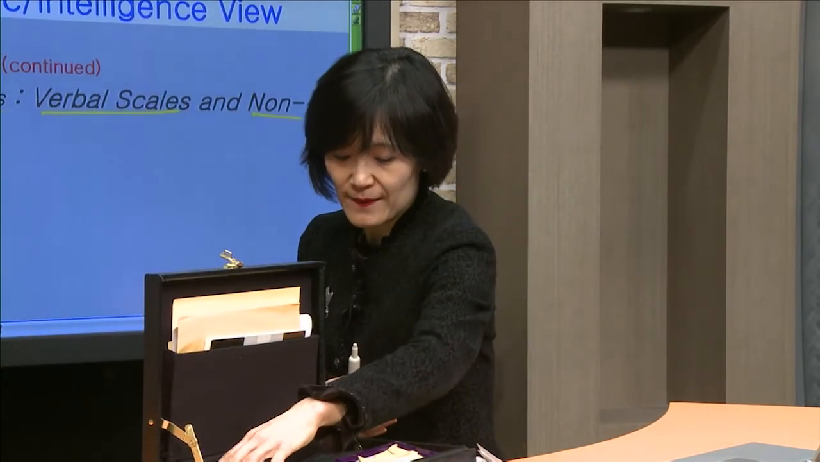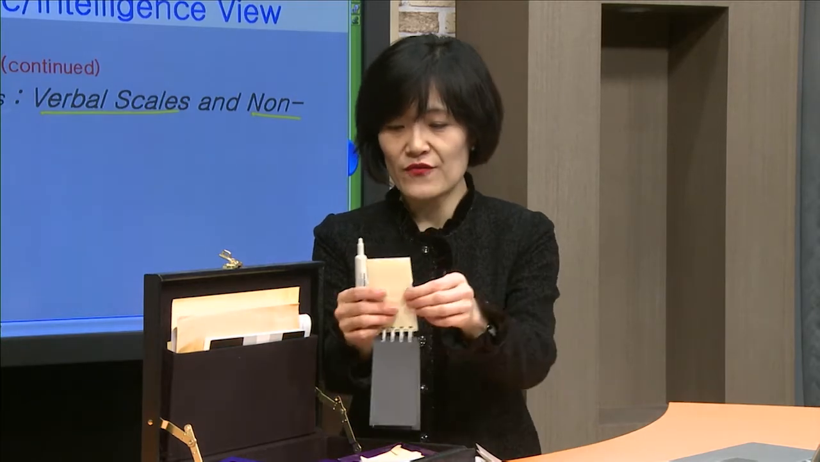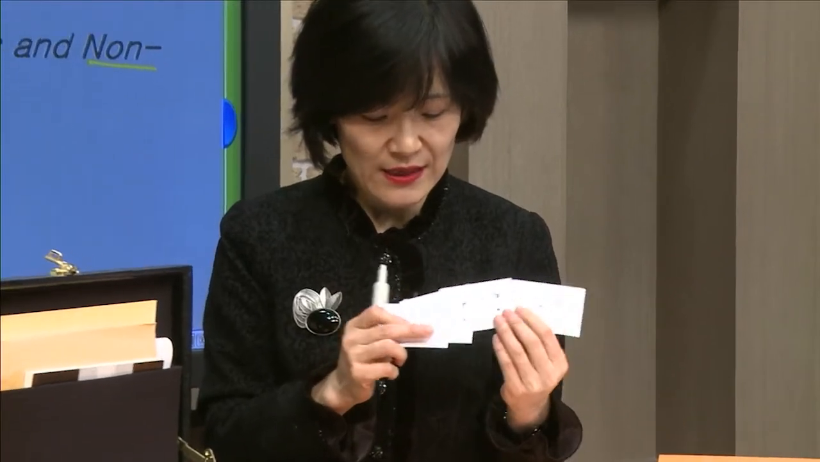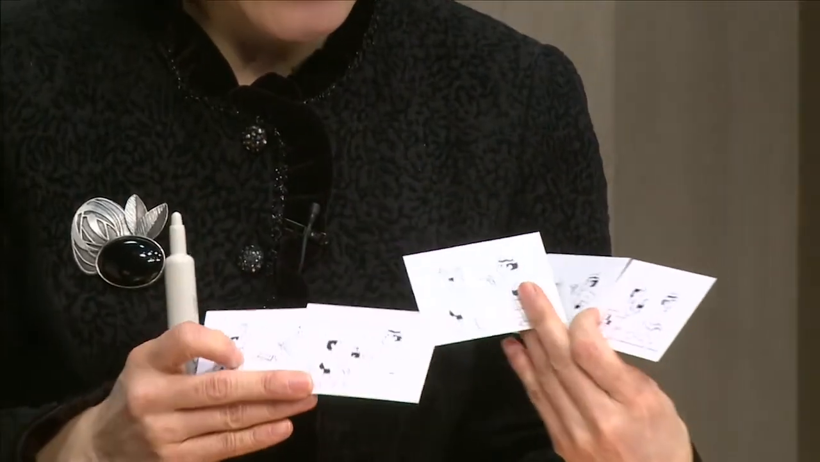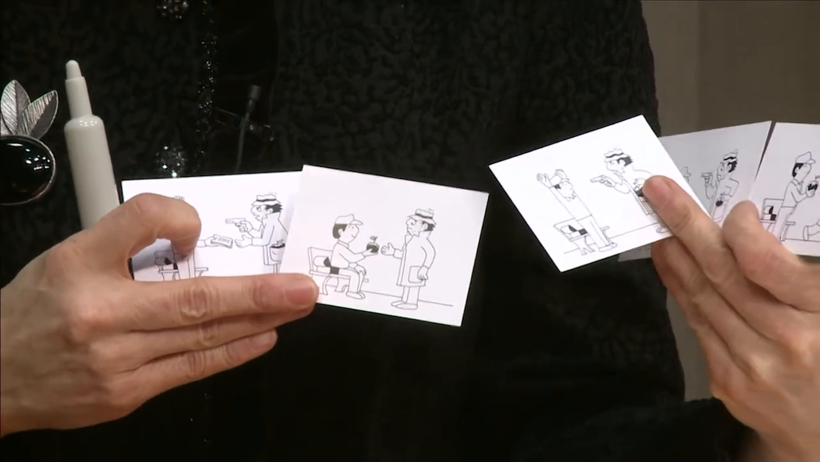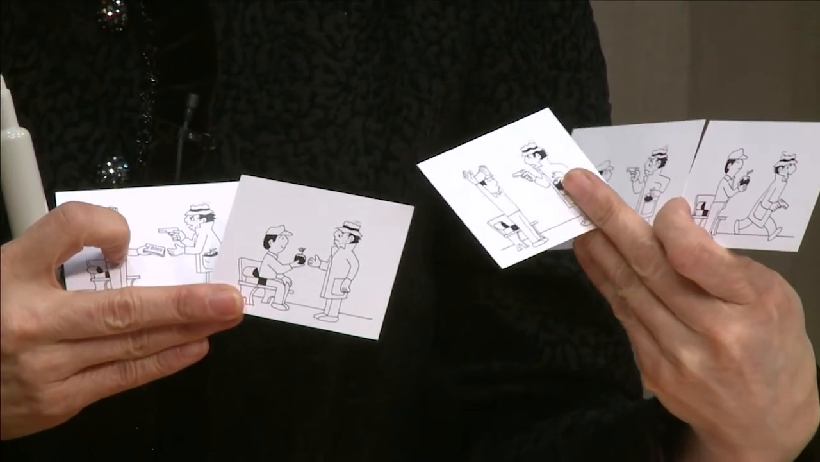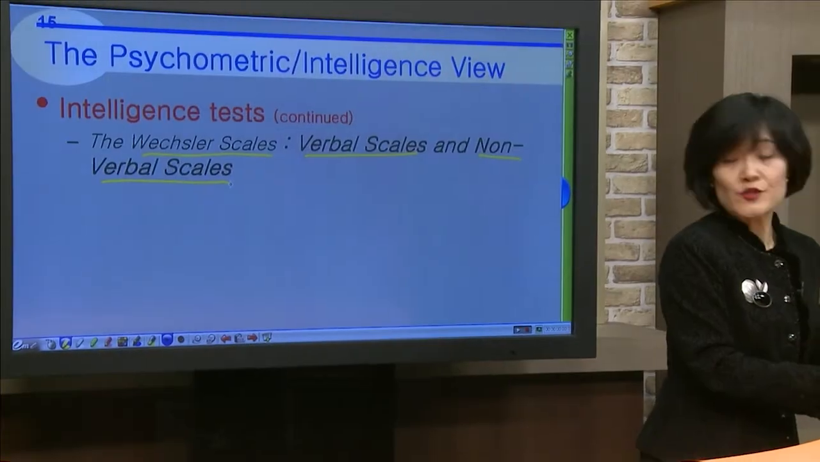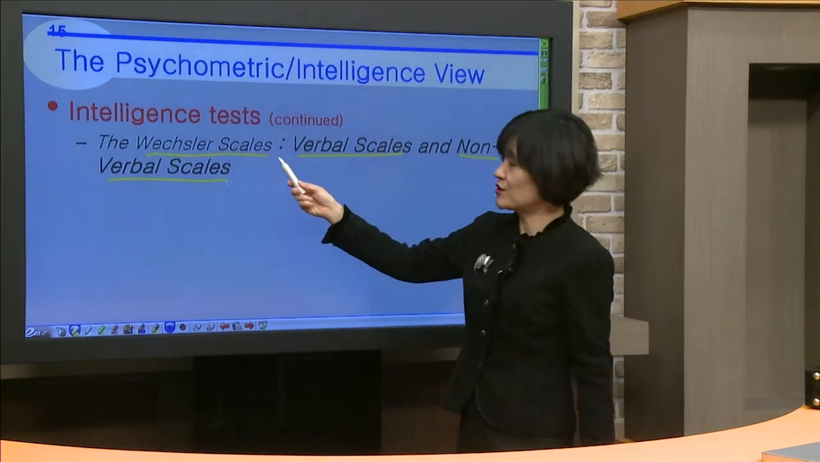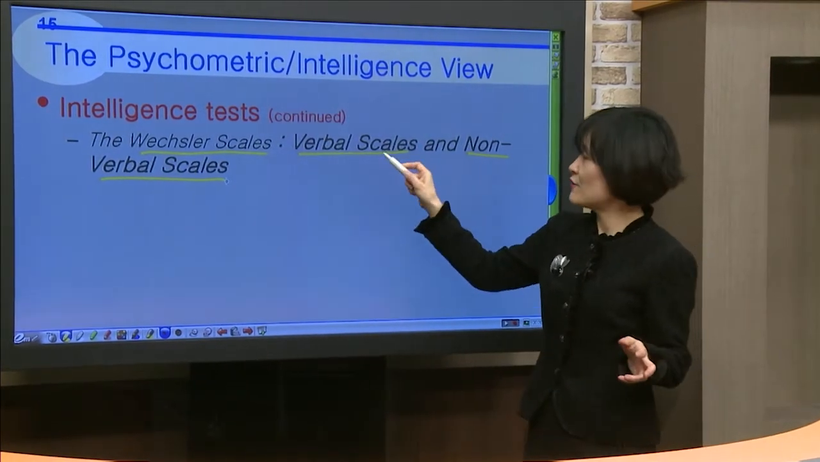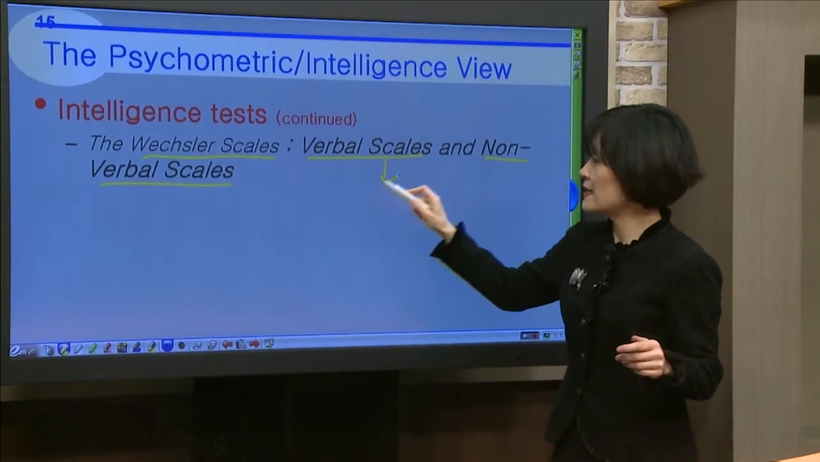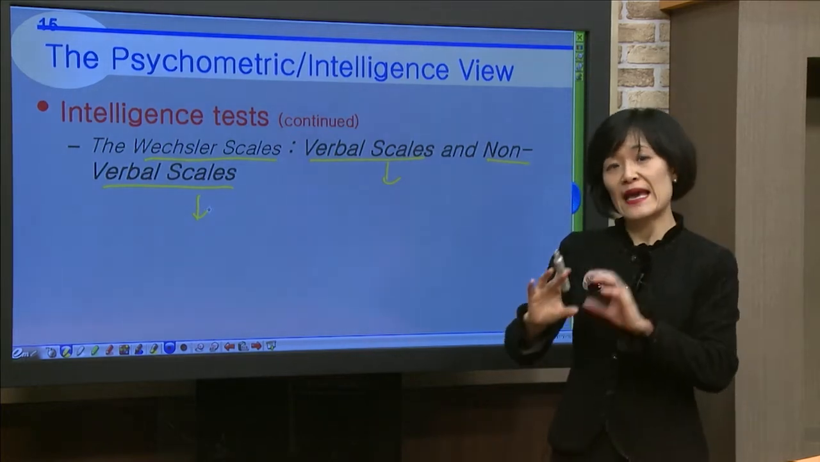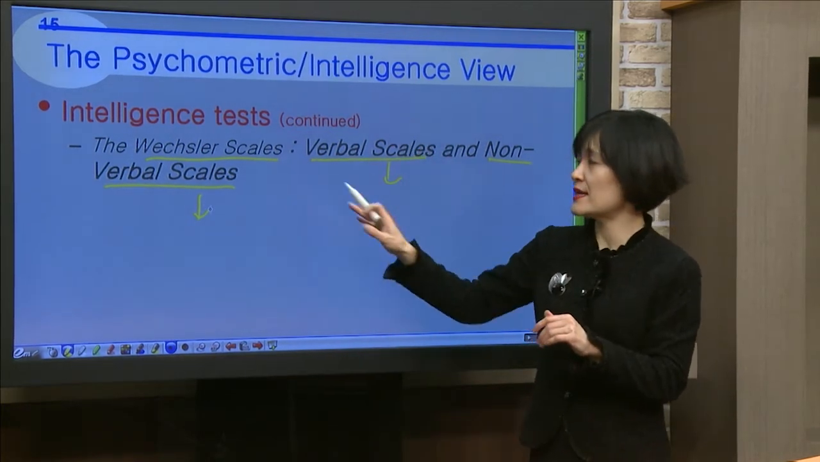And also, for the verbal questions, we use certain pictures, individual picture cards, and ask people to make a logical sequence of the pictures. And we also measure the time. So when people take the Wechsler scales, they get two subscales, a verbal scale and a non-verbal scale. And then the total IQ score is the verbal scale and non-verbal scale added together.